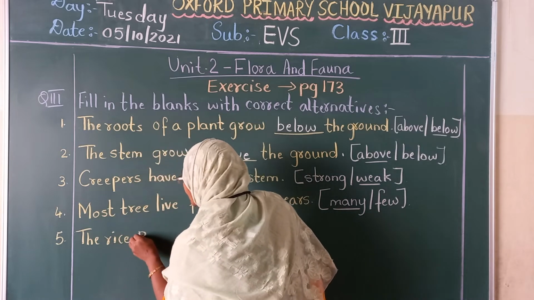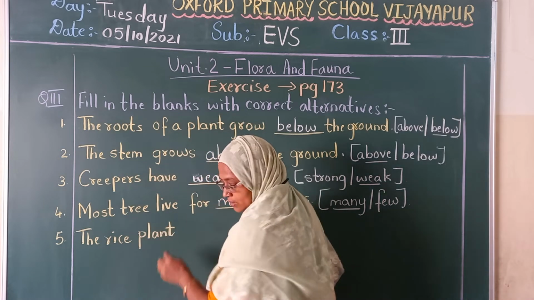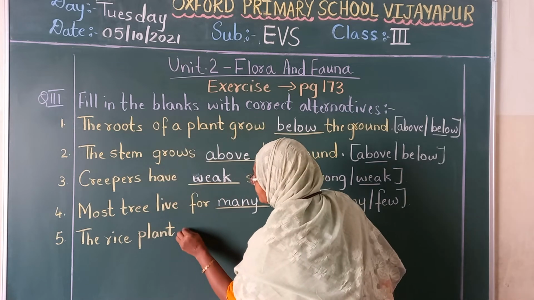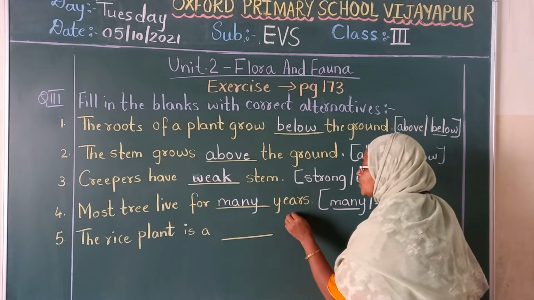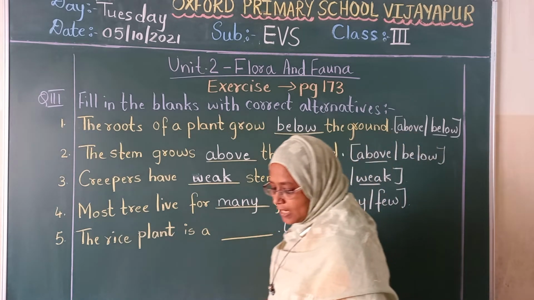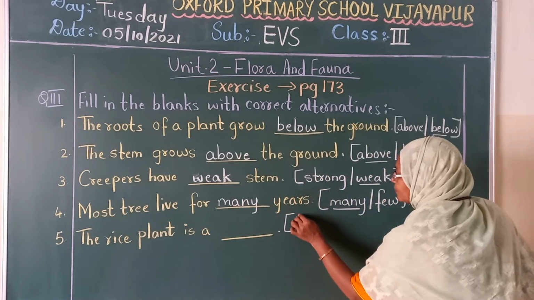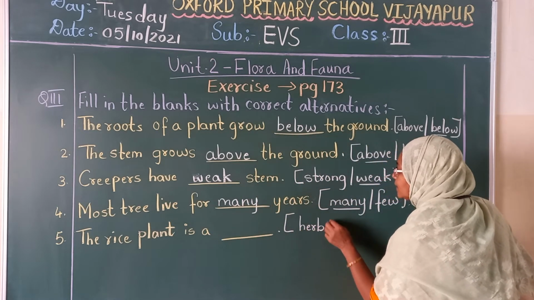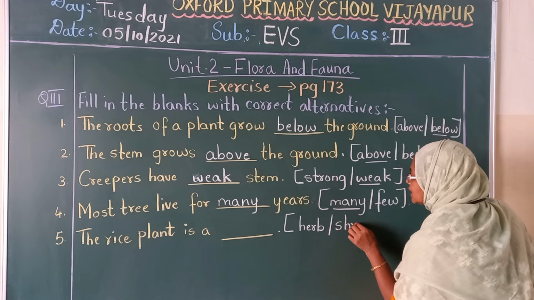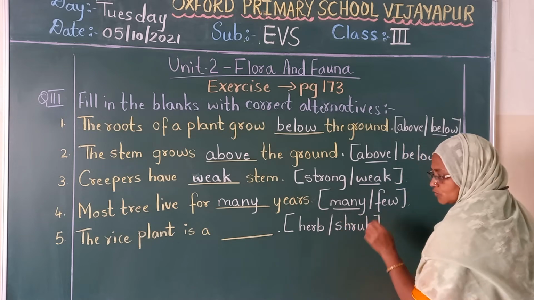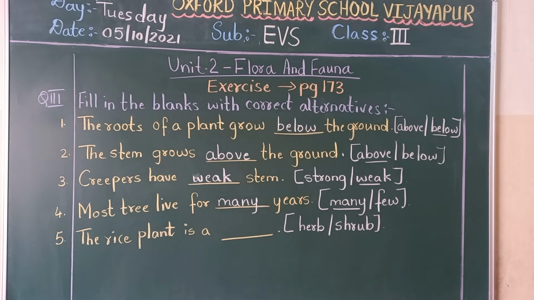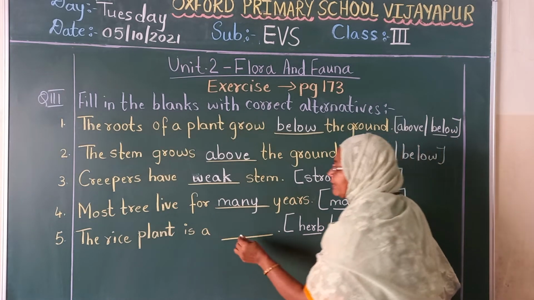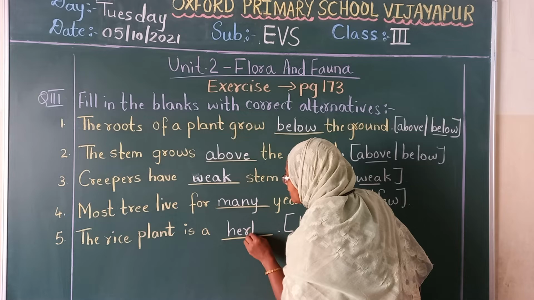The rice plant is a dash. And here what is the option they have given? For a rice plant, they have given herb, H-E-R-B, or shrub, S-H-R-U-B. So here just copy this question and write it. The rice plant is herb. Write the spelling H-E-R-B, herb.